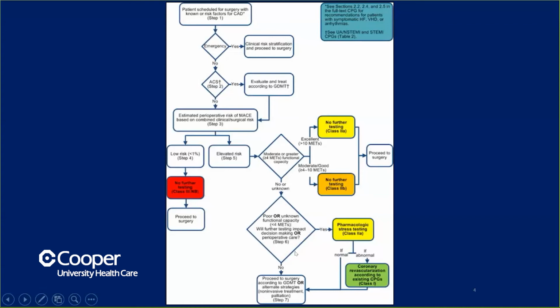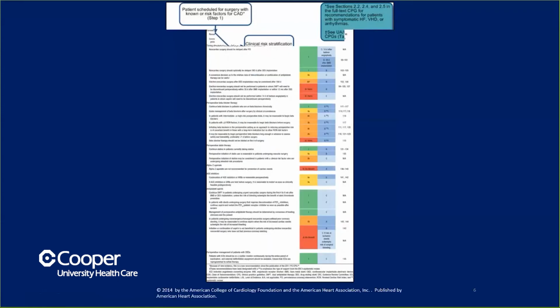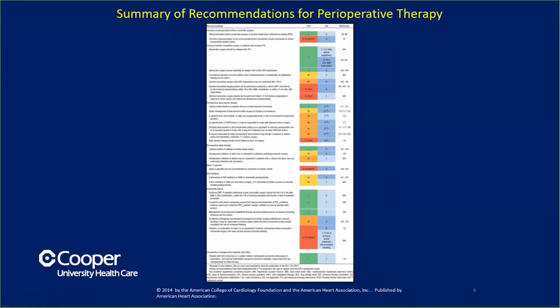But let's say, if you wouldn't do anything, then you go right to surgery. If you're going to do the pharmacologic stress test, then that green box on the lower right says coronary revascularization is indicated as per the practice guidelines. So whatever you would do ordinarily, that's what you should do then. Let's move on. We'll come back to that. We're closing in on this.